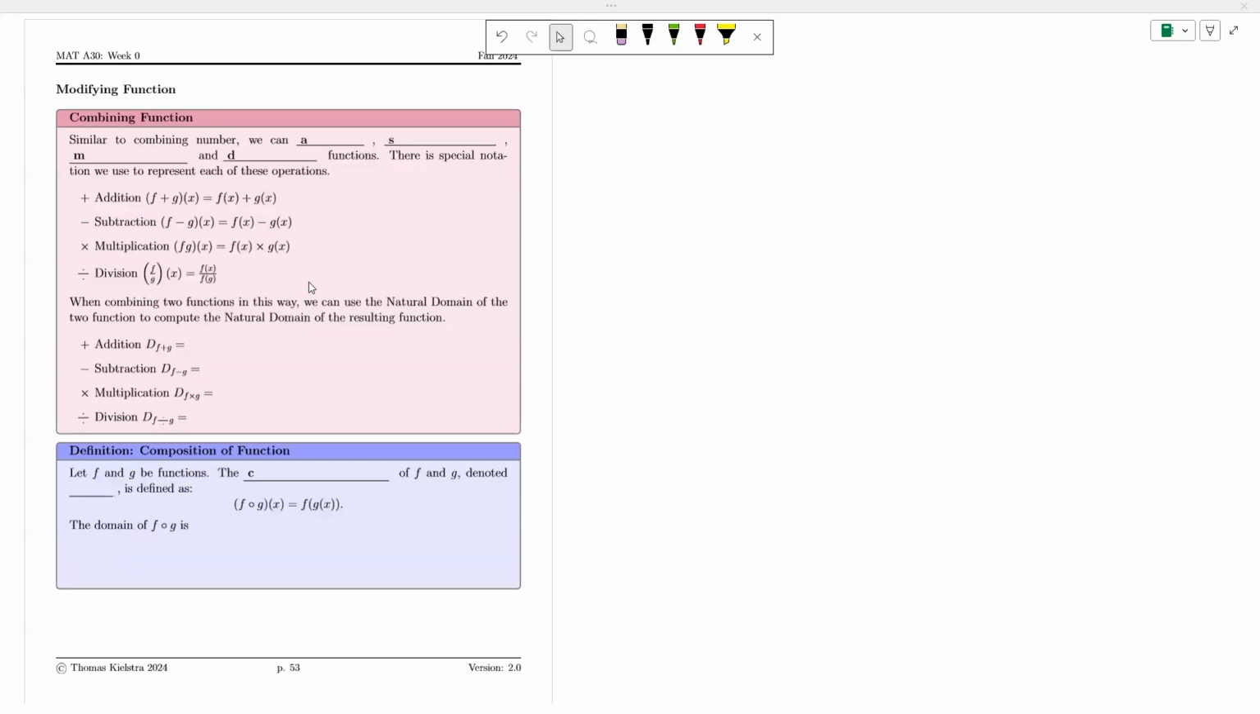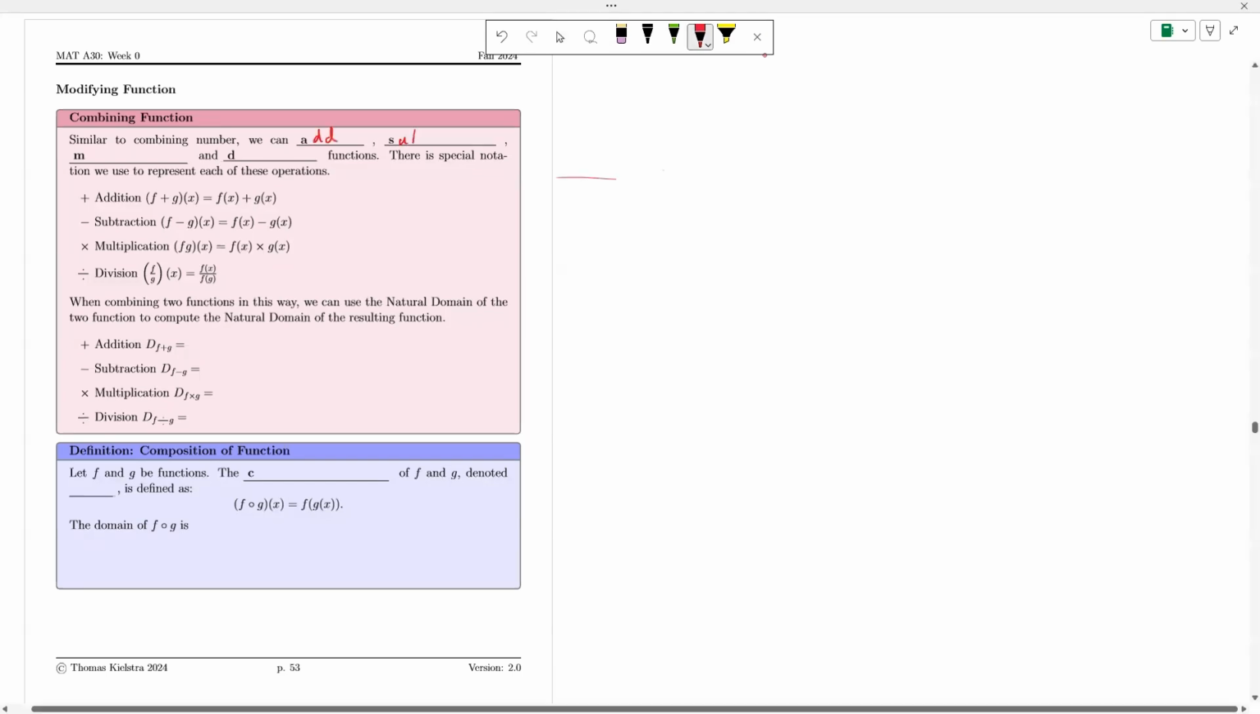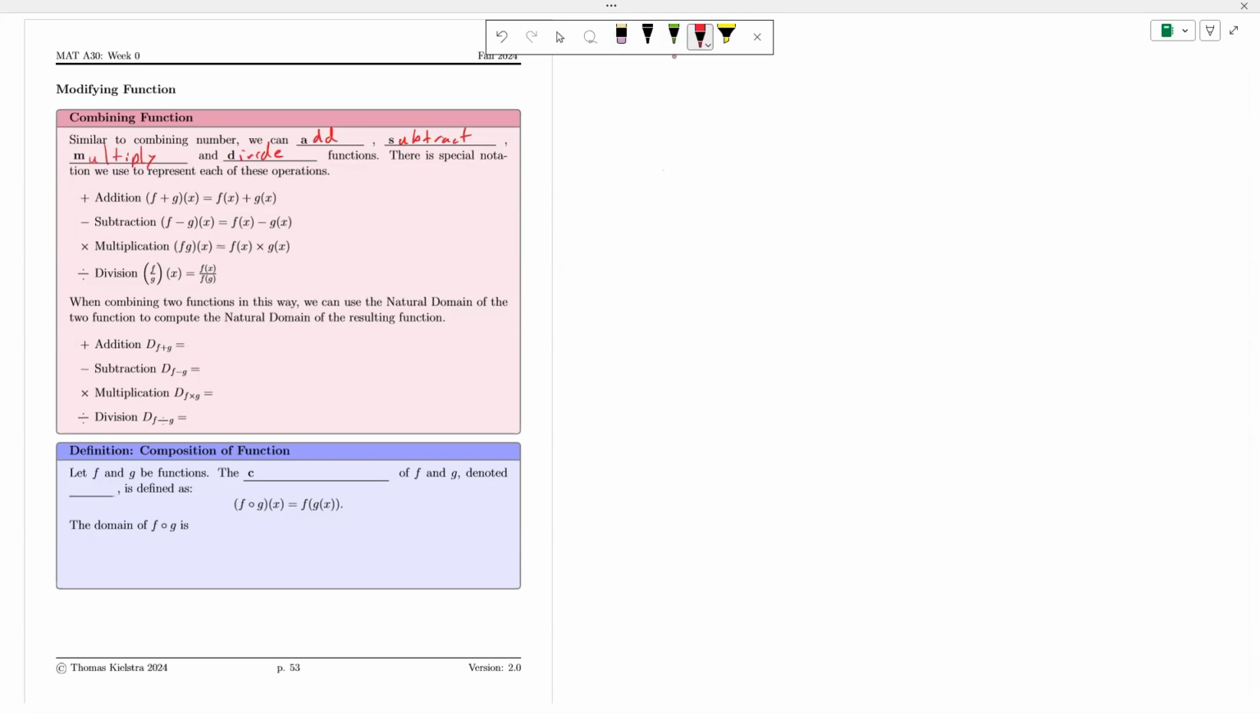We're now going to talk about modifying functions. And we're going to talk first about combining functions. And similar to numbers, we can combine functions. We can add, subtract, multiply, and divide functions. And there's special notation we use when representing each of these operators.